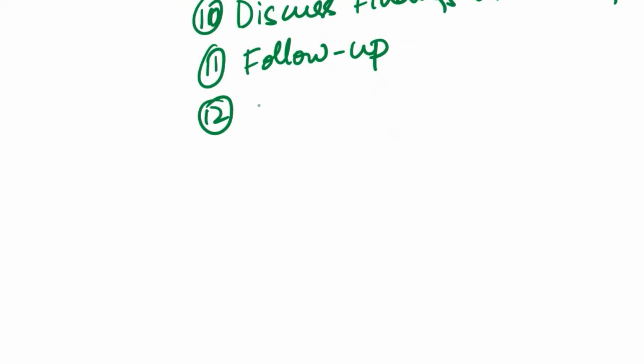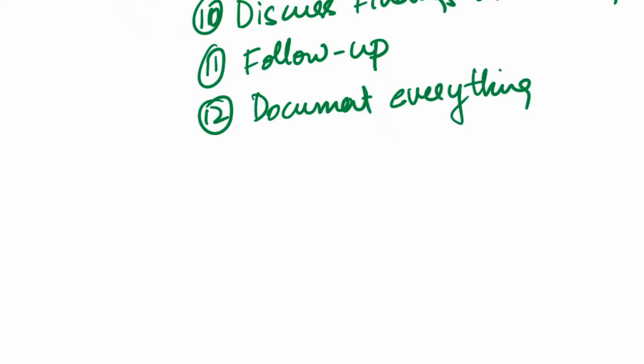Step 12 is document everything. Maintain a complete audit trail, including documentation, records, and communication related to the audit. Document any deviations from the audit plan and the reasons for these changes.